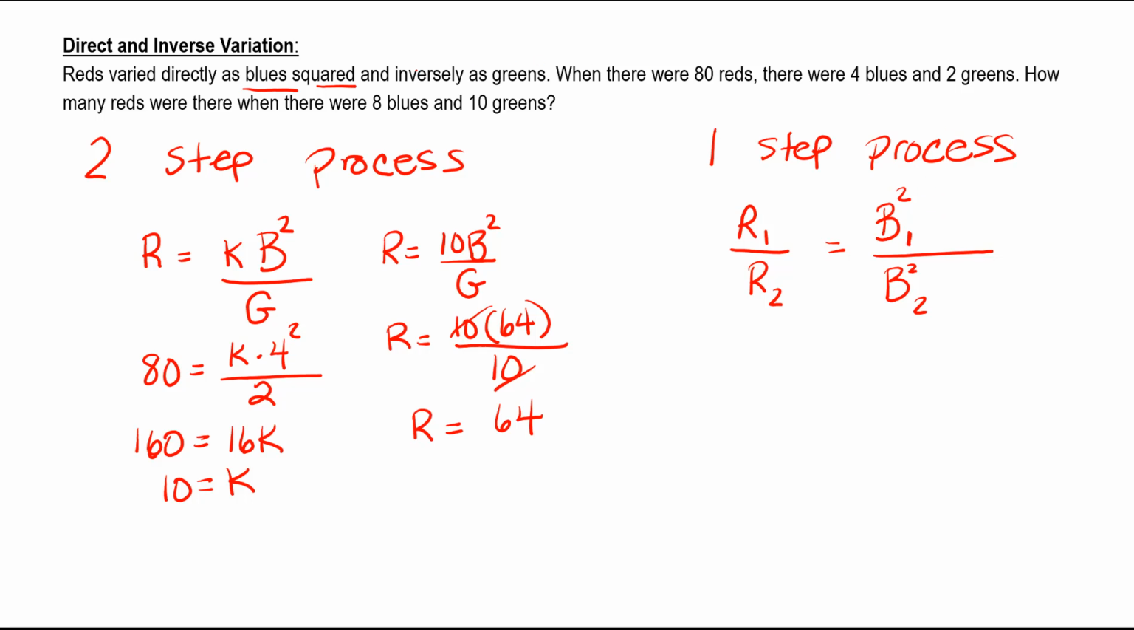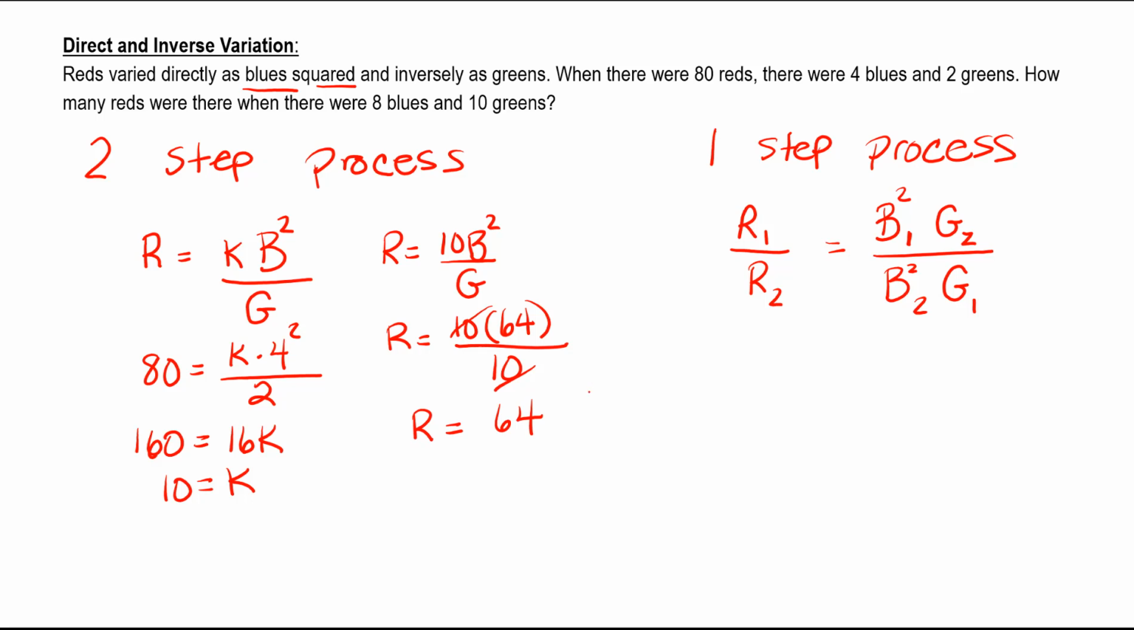And then they said reds vary inversely as greens. So we're going to flip the greens upside down and put the second green value on top and the first green value on the bottom. So when 2 values vary inversely, R1 over R2, in this case, would equal G2 over G1. We flip it upside down. So the 1s and the 2s here refer to the first values you're given and the second values you're given. So we're going to just fill in whatever the values are that they gave us.